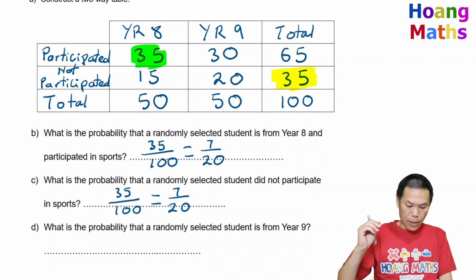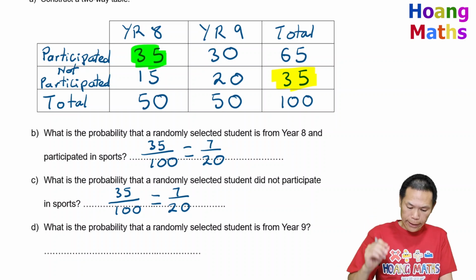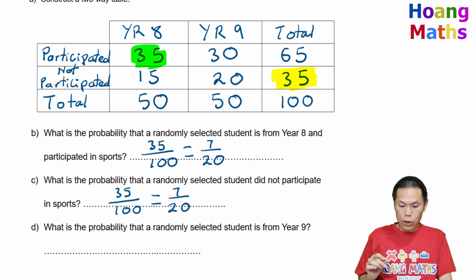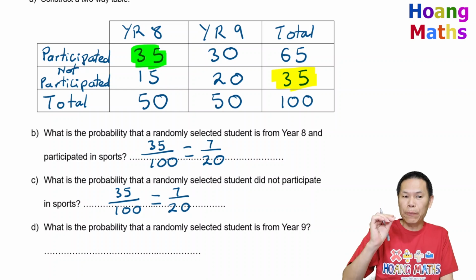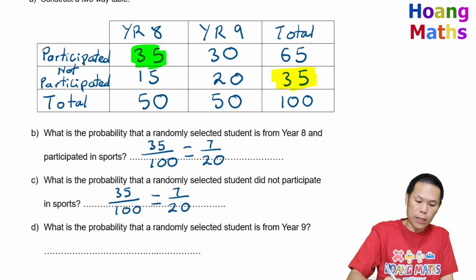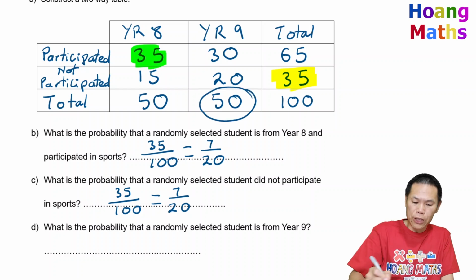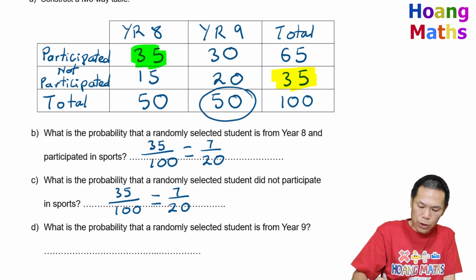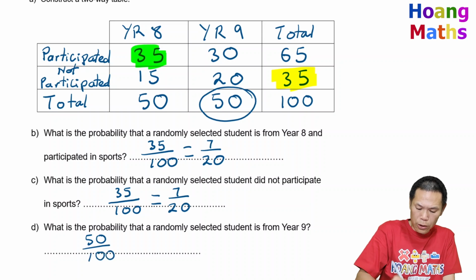Part D. What is the probability that a randomly selected student is from year 9? So we just need to work out how many year 9 students altogether. That is 50 year 9 students. So we just go 50 out of 100, and that will give me a half.